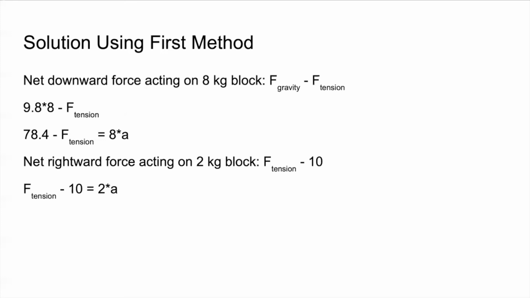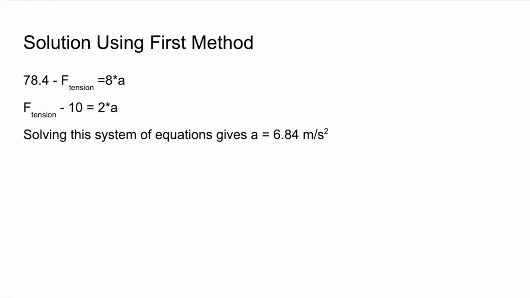So using the first method, you first determine the net downward force acting on the 8 kilogram block because that's the direction it's accelerating in. It's force of gravity minus force of tension. You know the force of gravity is 9.8 times 8, which is 78.4. So the net force is equal to 8 times A. The net rightward force acting on the 2 kilogram block is force of tension minus 10, and that is equal to 2 times A. So solving the system of equations gives A is equal to 6.84 meters per second squared.